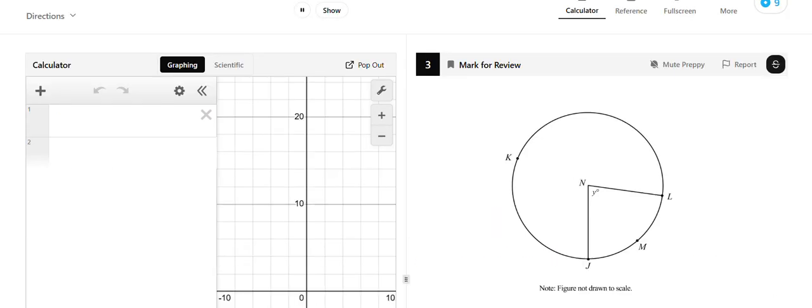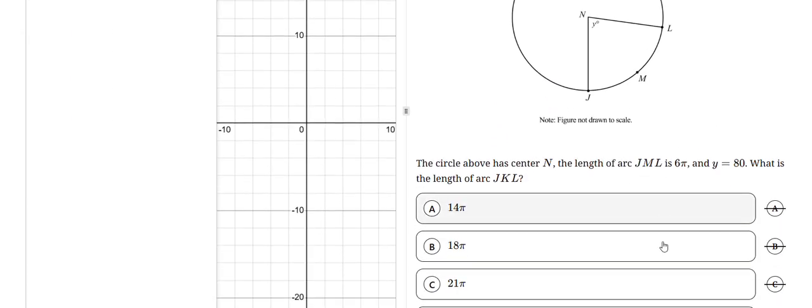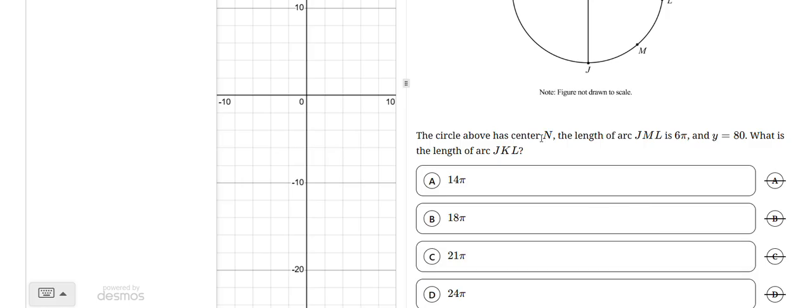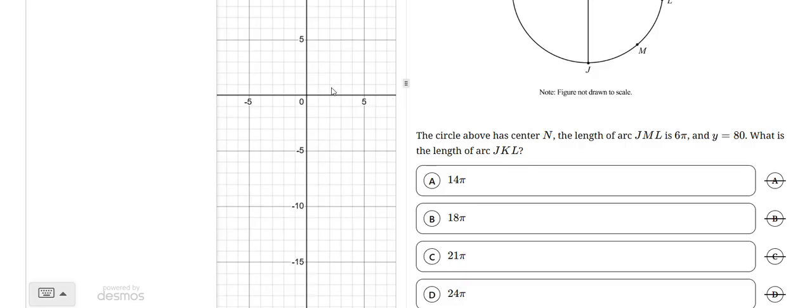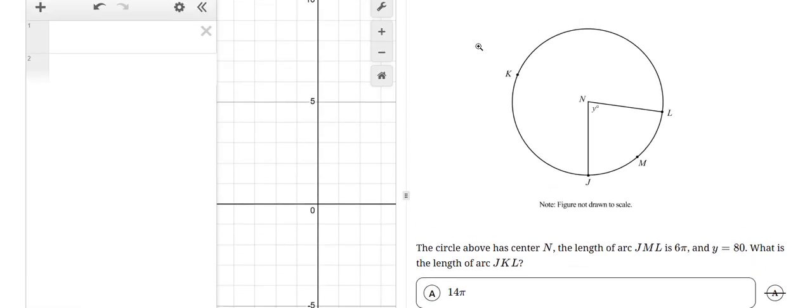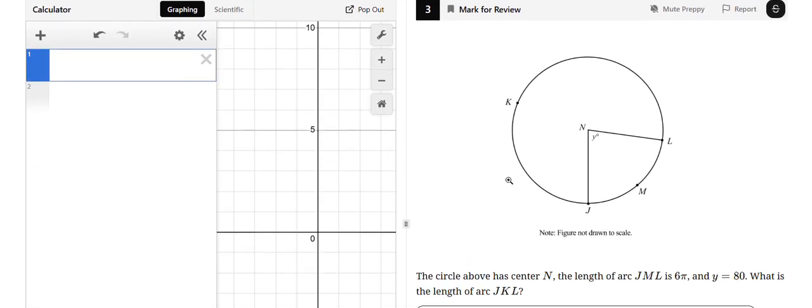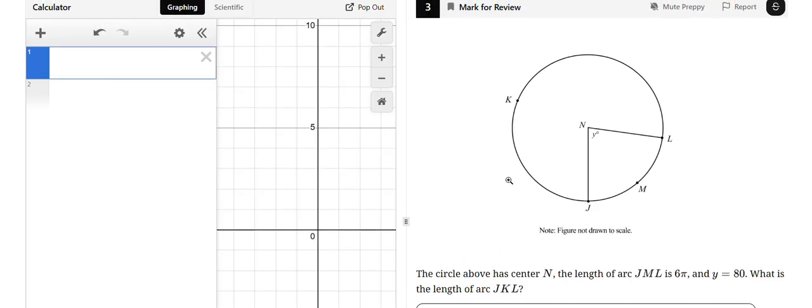Next question. Oh, this is an interesting one. Circle has a center N, arc length is 6 pi, and Y is equal to 80. So, how do I want to go about this? Okay. So we know that the arc length is 6 pi.